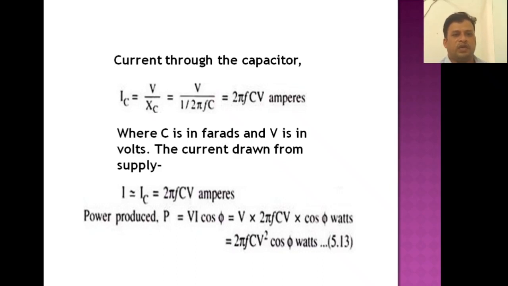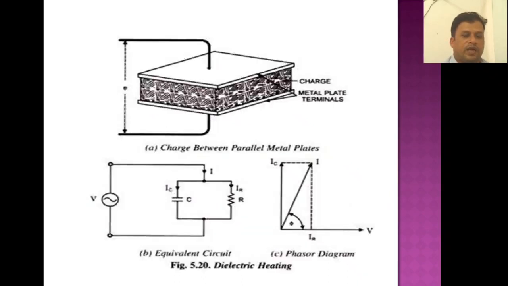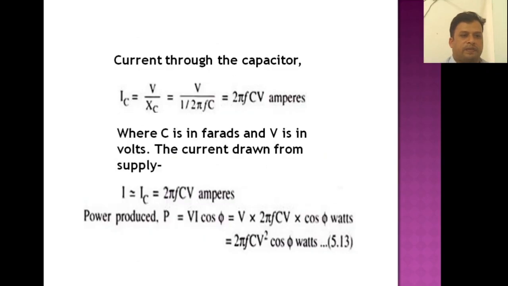As we have drawn the equivalent circuit, from the equivalent circuit, IC is equal to V by XC. XC is nothing but the capacitor reactance. So capacitor current is equal to voltage by XC from this circuit. IC is equal to V by XC, that is V by 1 by 2 pi FC. Why are we writing 1 by 2 pi FC? Because XC is converted to 1 by 2 pi FC form, as the frequency also should be included.